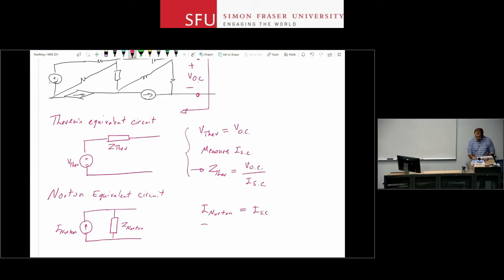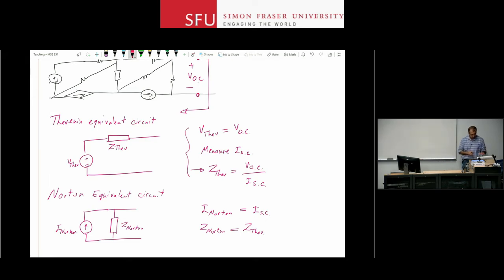What is Z Norton? As it turns out, Z Norton is equal to Z Thevenin, right? It's the same thing. The way that you calculated the Thevenin equivalent resistance, you use it to calculate Z Norton. So basically, if you have VOC and ISC, you divide them to figure out what Z Norton is, or you use this other technique that I'm going to talk about in a second.